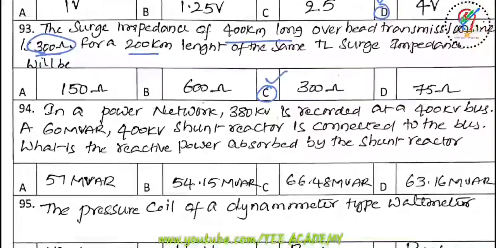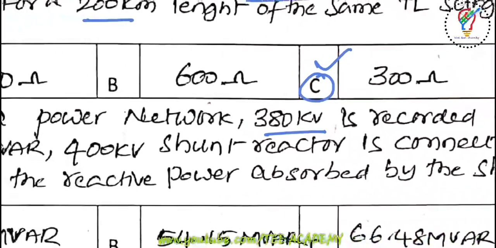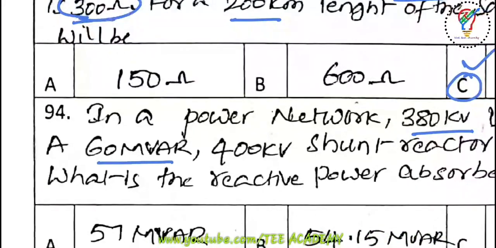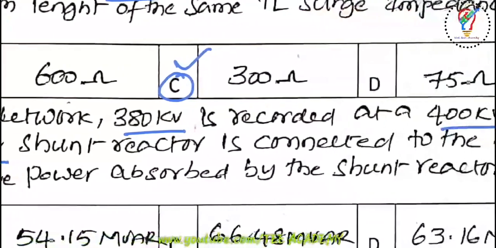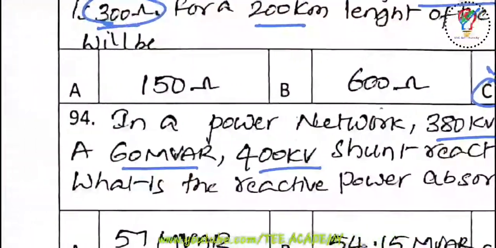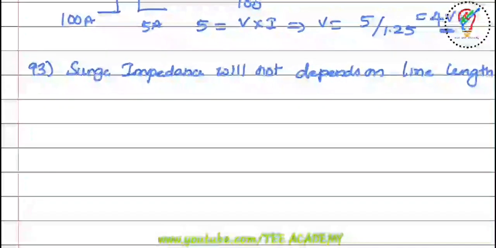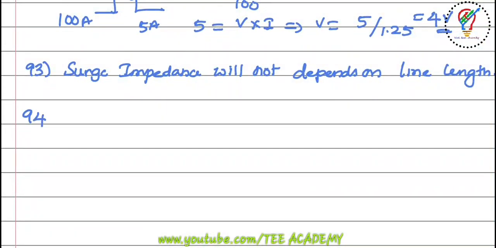In a power network, 380 kilovolts is recorded at a 400 kV bus. A 60 MVAr 400 kV shunt reactor is connected to the bus. What is the reactive power absorbed by the shunt reactor? So for the 94th question, there is a bus. The voltage rating of the bus is 400. Next, we reduce the voltage to 380 kV. Now what will be the reactive power here?